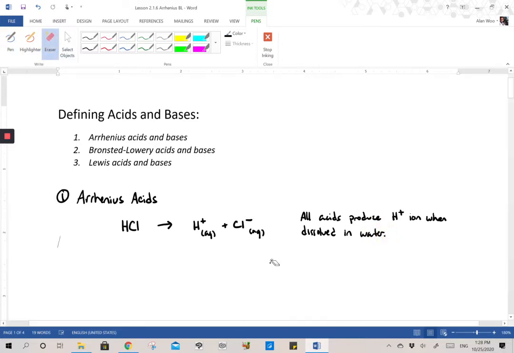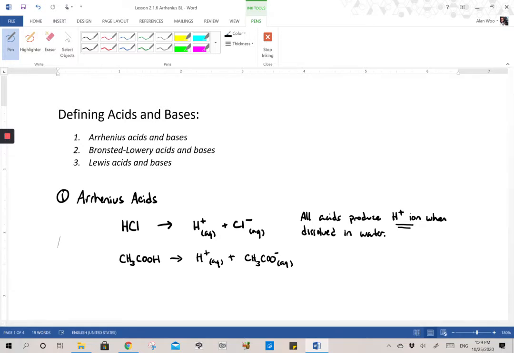This seems to work quite well with a majority of our strong acids, such as HCl. It also works with our weak acids, such as acetic acid or vinegar. When we dissolve that in water, we also make H+ ions, as well as anions. So both of these fit in nicely with Arrhenius' definition of what an acid is supposed to be.